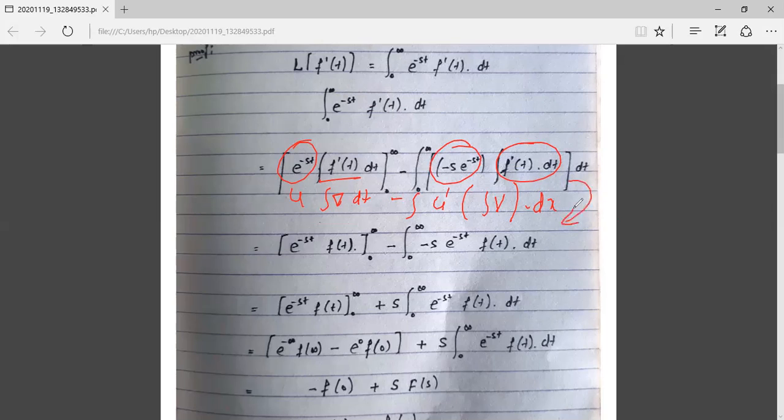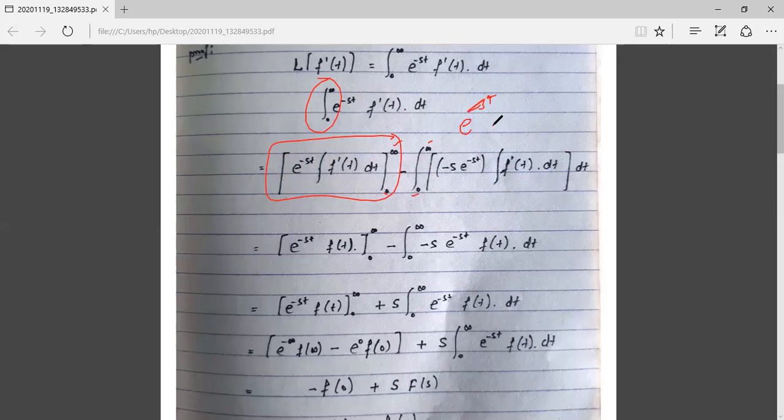Next step, when we solve this function, here we get a lower limit and an upper limit, that is the integration over 0 to infinity. That is e to the power minus st times the integration of f dash of t dt with respect to the limits 0 to infinity, minus the remaining integration over 0 to infinity. The derivative of e to the power minus st is minus s into e to the power minus st, times the remaining integration of f dash of t dt, and the whole function with respect to dt.